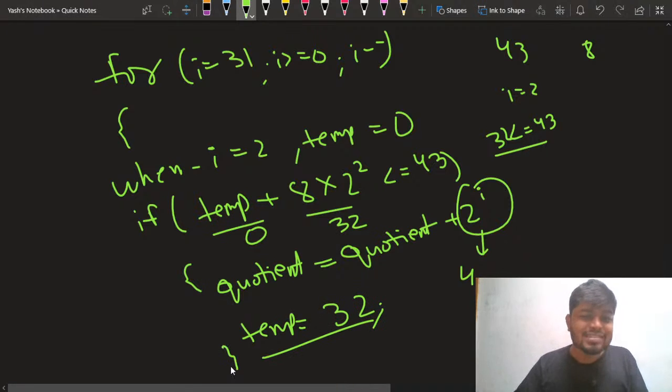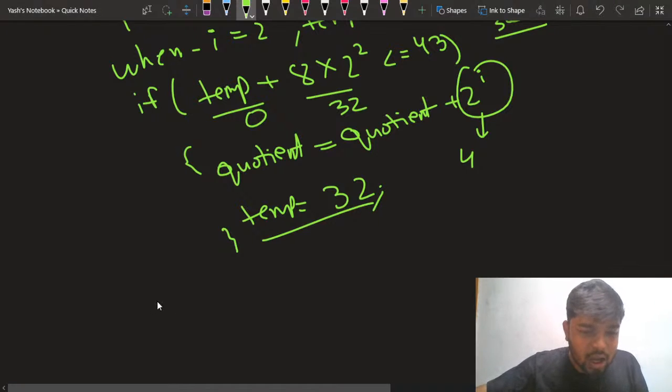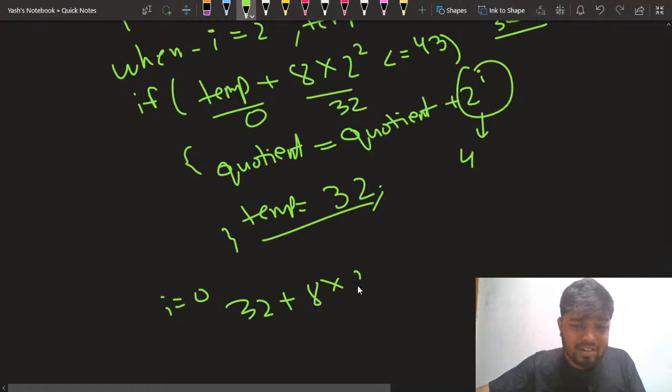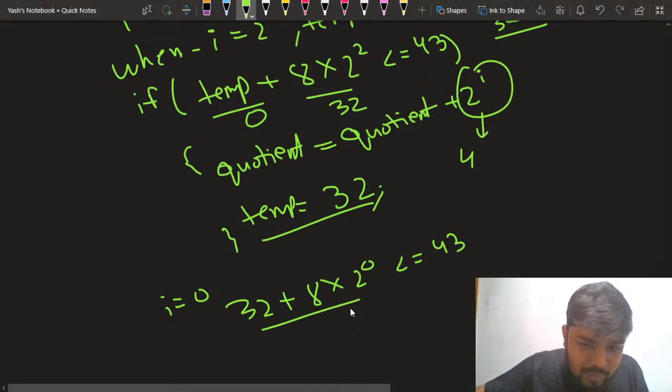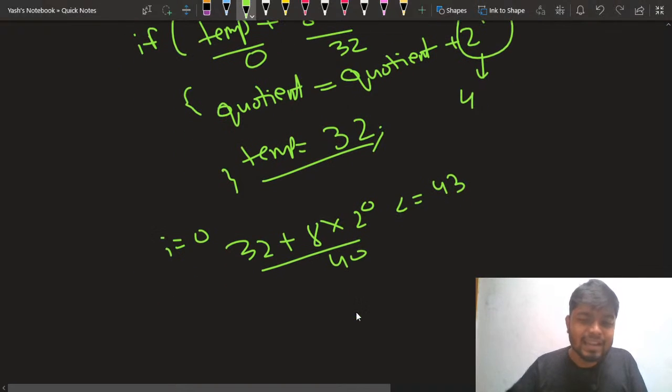Once I come to the other iteration, when I is equal to 0, then what will happen? 32 plus 8 into 2 to the power 0 will be less than or equal to 43, right? Because this value will be 40. So what will happen in this case?